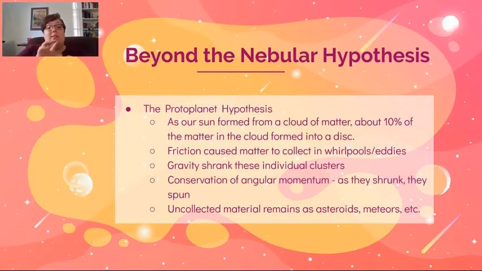Conservation of angular momentum tells us that it'll start to spin and orbit around the star in the center, forming what we call a protoplanet, or a loose collection of matter that is one day going to become one of the planets in that solar system. And any uncollected material, anything that was just a little bit too far away to get incorporated into one of these protoplanets, is going to remain as space debris like asteroids and meteors.